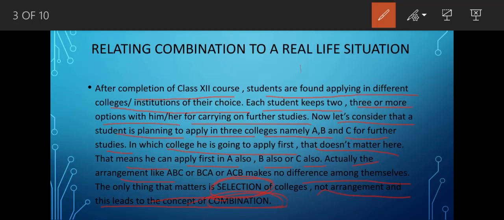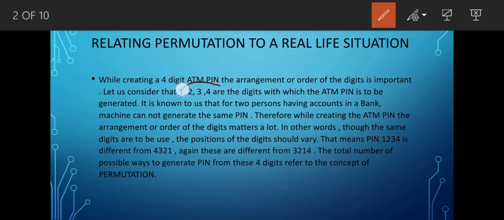So till now, what have we understood from these real life situations? Permutation refers to the concept of arrangement, while selection leads to the concept of combination. In combination, arrangement has nothing to do, but in permutation, after selection often we make arrangements. In this example of permutation I have chosen these 4 digits. Selection has already been made. After that, what matters is arrangement.